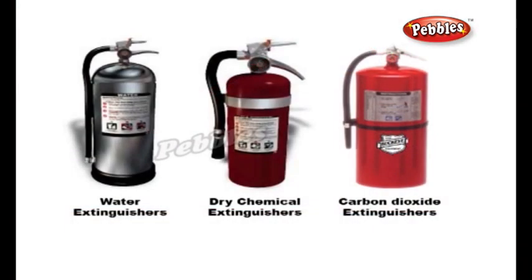There are three main types of extinguisher and they work in slightly different ways: water extinguishers, dry chemical extinguishers, and carbon dioxide extinguishers. It's important always to use the right extinguisher for the fire. Using the wrong extinguisher can put your life in danger and make the fire worse. For example, you must never use water extinguishers on electrical fires because you could electrocute yourself and the people nearby.